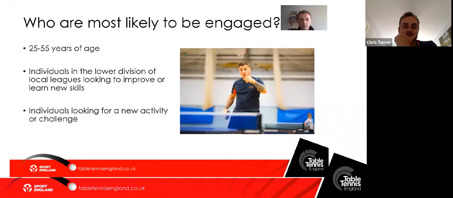Individuals in the lower divisions of local leagues looking to improve or learn new skills. Everyone likes table tennis. Once you get the hang of it, you want to play more and more. And there's nothing more frustrating when you've got that bug, you want to play more, but there isn't that opportunity. This looks to combat that. And again, individuals looking for a new activity or challenge.